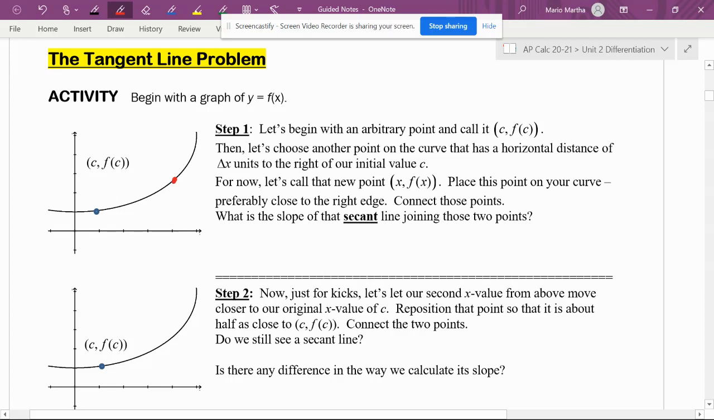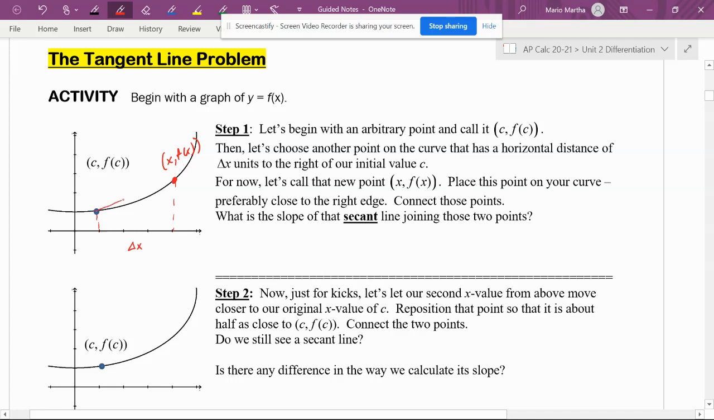So that is exactly delta x, the distance. Delta x, remember, is just the difference between the lowest and the highest point right there. For now, let's call the new point x comma f of x. So this is x comma f of x. And then place this point on your curve, preferably close to the right edge. Connect those points. What is the slope of the secant line joining those 2 points?